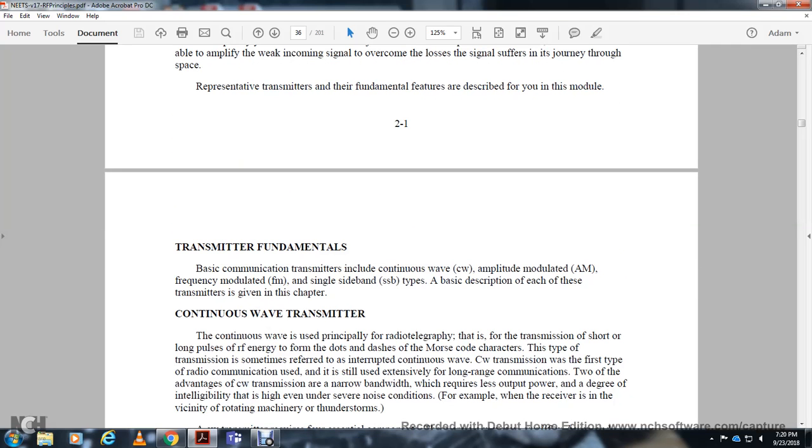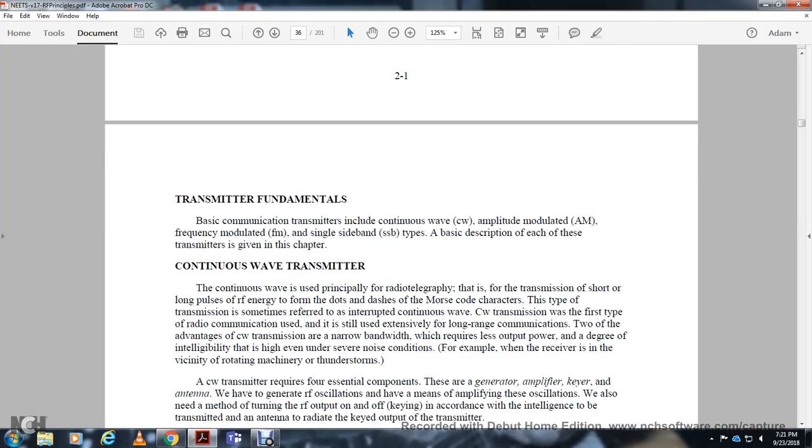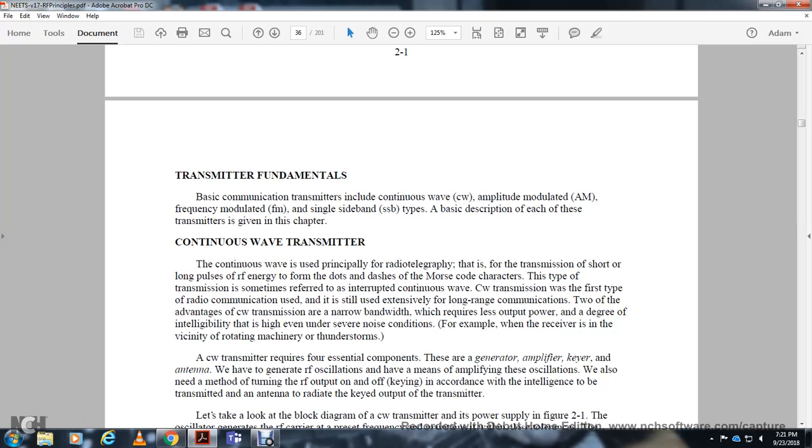Transmitter fundamentals. The basic communication transmitters include the continuous wave, amplitude modulated, frequency modulated, and single sideband types. Each of these transmitters is described in this chapter. For a continuous wave transmitter, continuous wave is used principally for radiotelegraph transmission, sending short and long pulses of radio frequency energy in the form of dots and dashes, Morse code. This type of transmission is sometimes referred to as interrupted continuous wave.